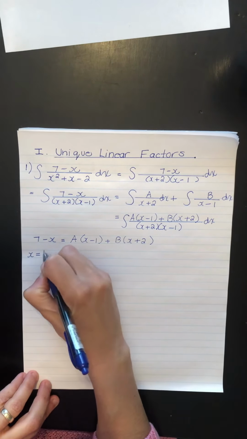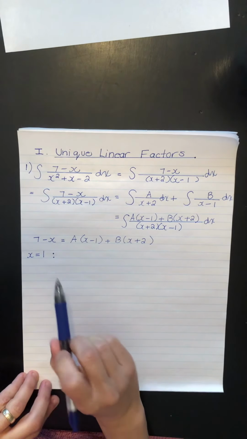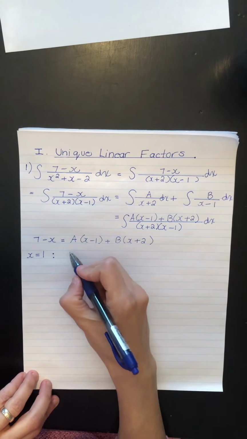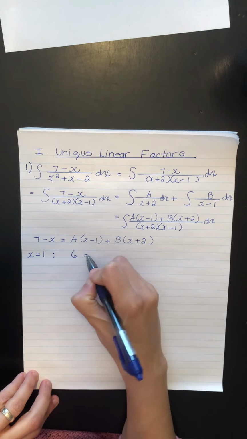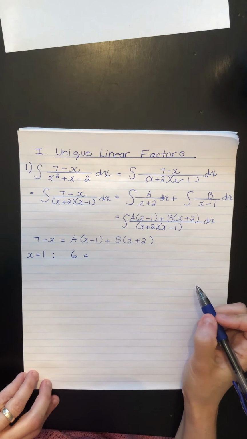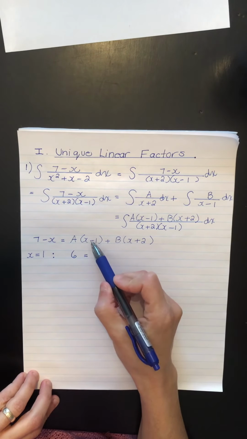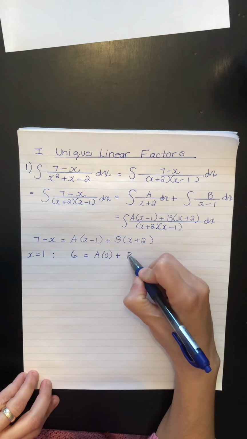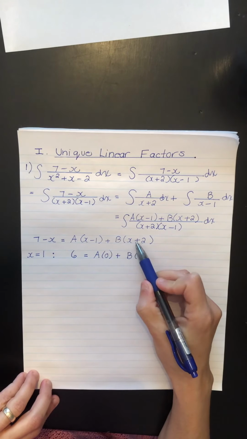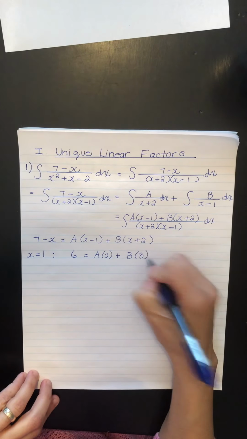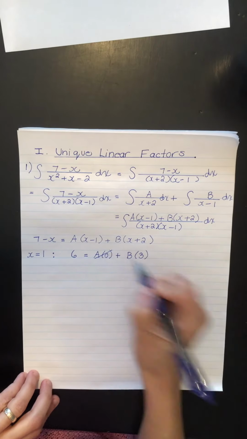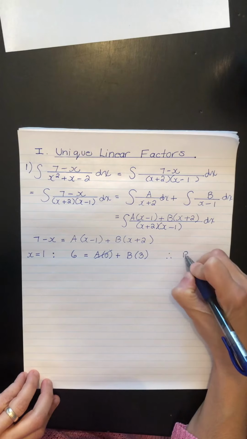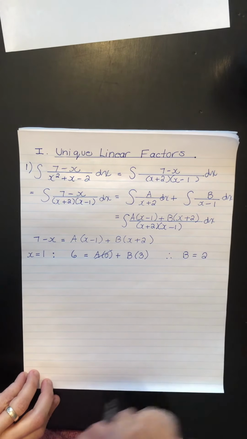So those are the values we substitute one at a time now. Let's start with substitution of x is 1. On the left side then, we will get 7 minus 1, or 6. On the right side, we would have A times 0 plus B times 1 plus 2, or 3. What does this mean? It means 3b is 6, and therefore the value of b is 2. 6 divided by 3.